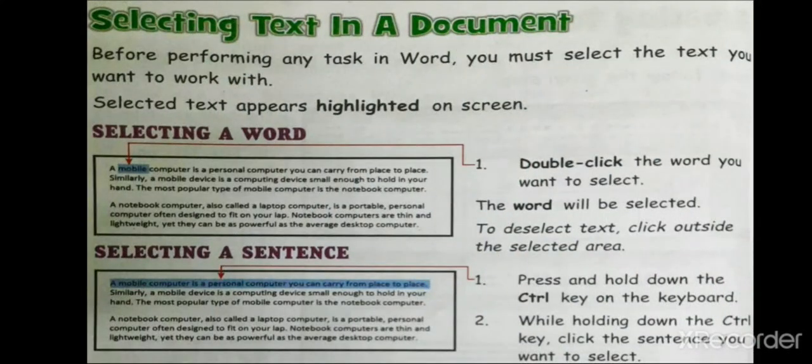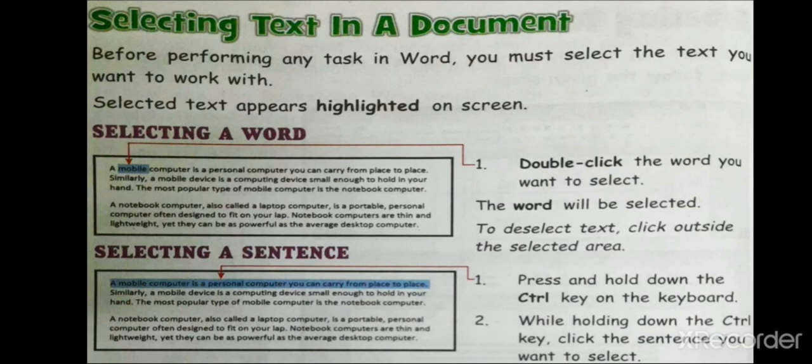Now selecting text in a document. To perform any operation on the text, to perform any type of formatting on the text, we have to select the text. We can select different amounts of text in Word. We can select simply one word, one sentence, one paragraph, or any amount of text. Now let us see how we can do that. To select a single word, we will double click on that particular word. That word will be selected, and to deselect it, click outside the selected area.